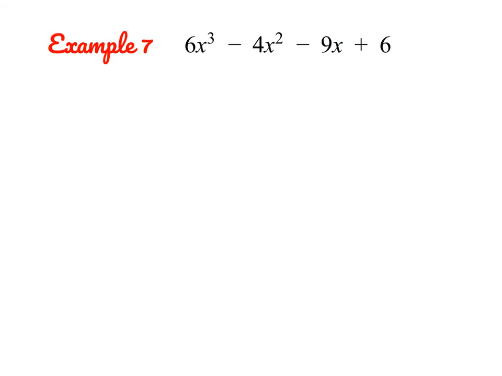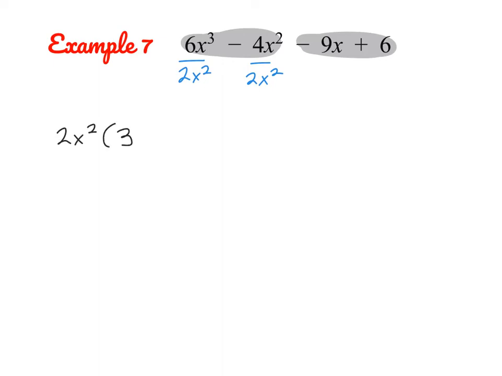Alright, so now let's have a look at this problem. Again, here there is no overall GCF, but there are 4 terms, so I know that I'm going to try factoring by grouping. For my first 2 terms, there is a GCF of 2x squared. That's the largest thing I can divide both terms by. So we have 2x squared times 3x minus 2.